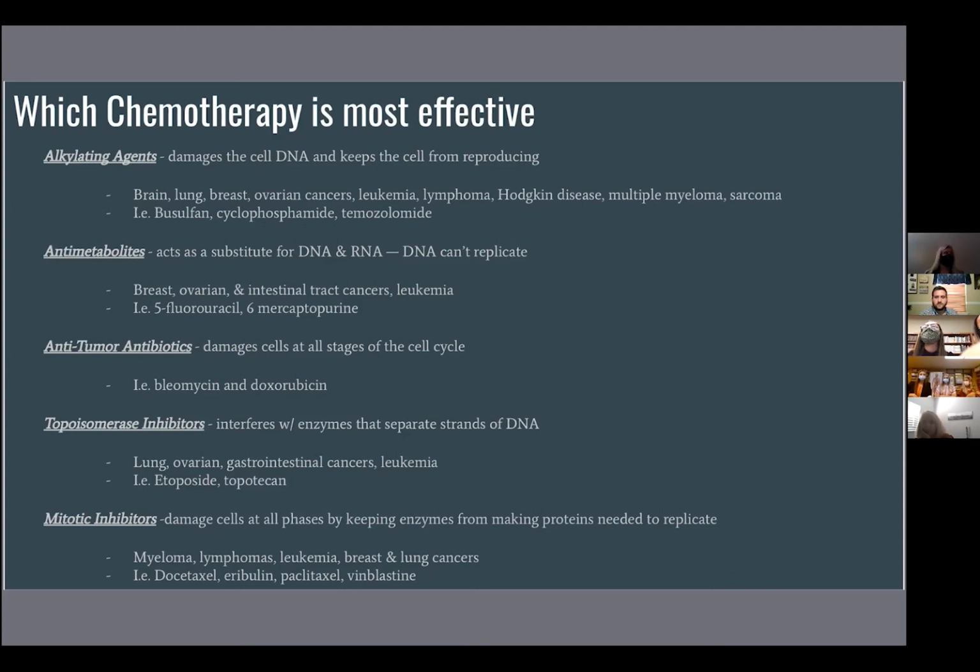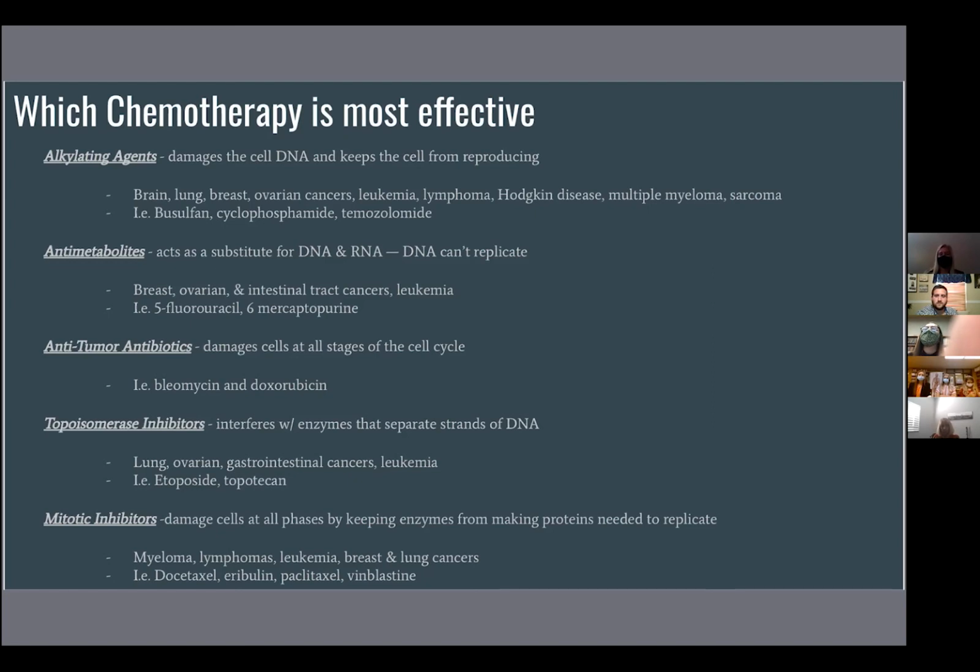Examples of this are bleomycin and doxorubicin, and this works for all types of cancers. The fourth type of chemotherapy are topoisomerase inhibitors, and this interferes with enzymes that separate strands of DNA, making it so that DNA is unable to replicate. And this works for lung, ovarian, gastrointestinal cancers, along with leukemia.